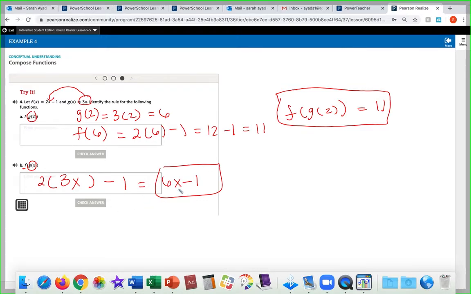Notice this is a linear function, right? It's just a line. So if you think about it, looking left and right, the domain again is all real numbers, or negative infinity to infinity.